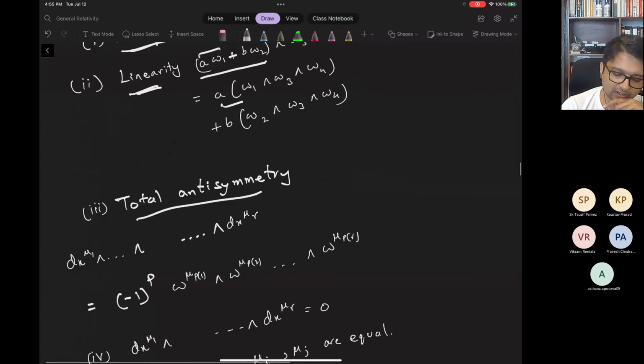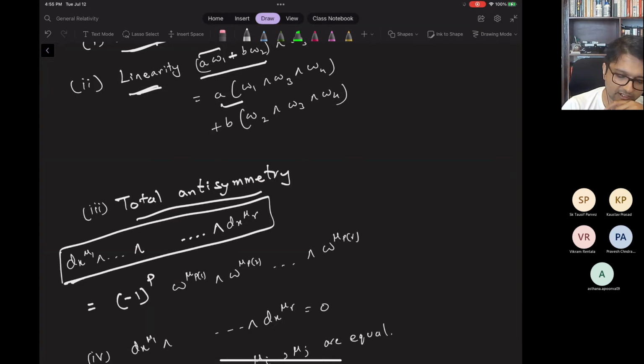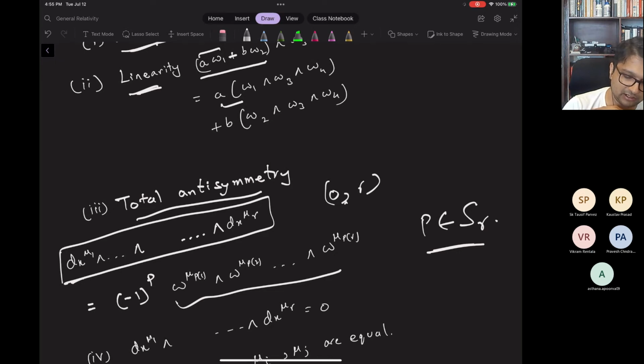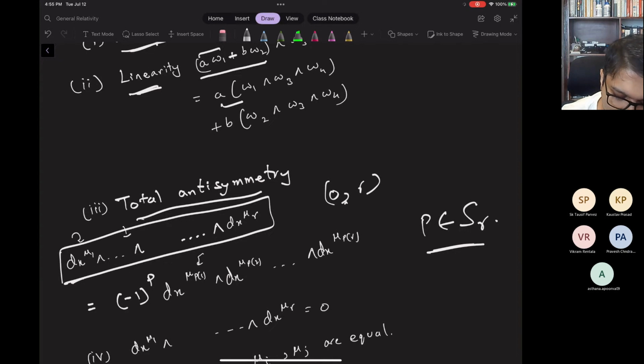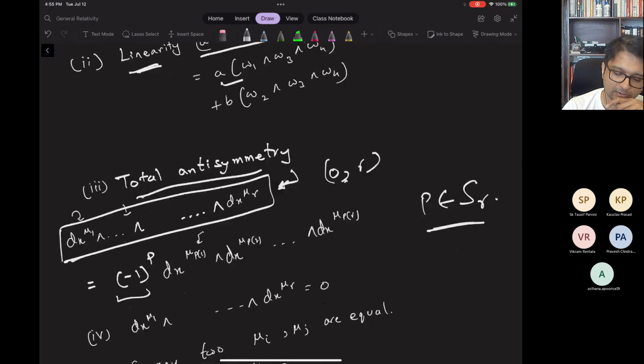It's totally anti-symmetric. If I take dx^μ1 wedge dot dot dot wedge dx^μr, this is a totally anti-symmetric tensor of type (0,r). Which means that if I permute the indices μ1 through μr using some particular permutation P belonging to the permutation group of r elements, so that I've shuffled these one-forms, then I get (-1)^P, where this is the sign of the permutation. This is a totally anti-symmetric object, and it's obvious by the definition: it's an anti-symmetrizer acting on a tensor product.